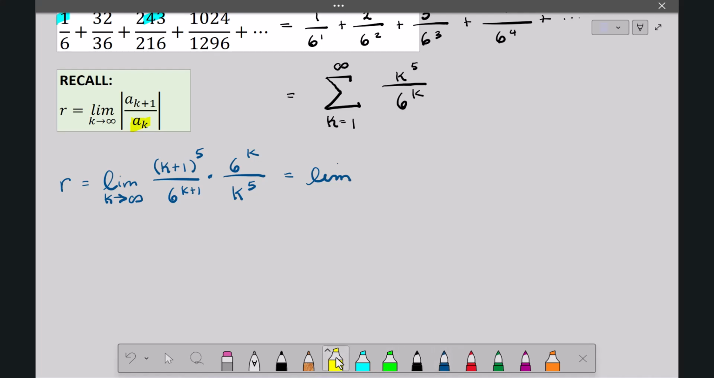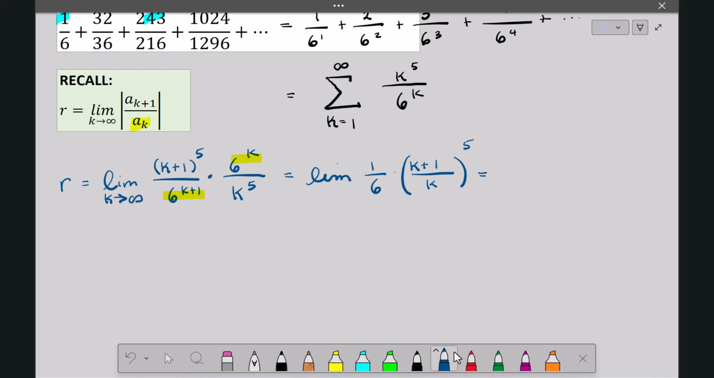So let's go ahead and focus on the 6's first. Those are a little bit easier to peel apart, and what we notice is that there's 1 extra 6 in the denominator, so I'll write that as 1/6. And then with the k plus 1 and the k, we see that they have the same exponent, so we could write that as k plus 1 to the 5th divided by k to the 5th. And in fact, maybe what I'll do in one fell swoop is just write this as k plus 1 divided by k, all raised to the 5th power.